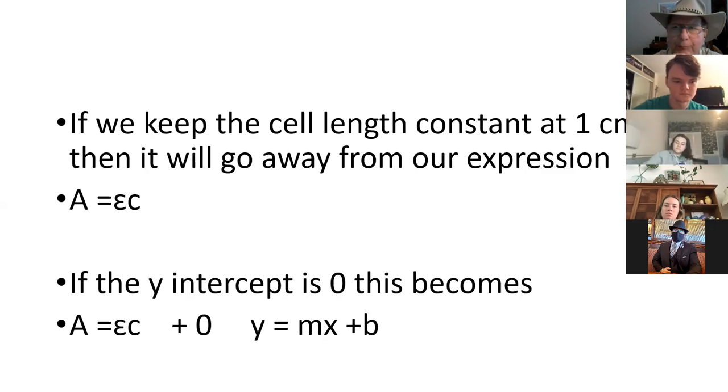If the y-intercept is 0, and this makes sense because if there's nothing in there, you're not going to get any absorbance, so it's at the 0,0 point on the graph. If that y-intercept is 0, then our expression becomes y equals mx plus b. If I plot my absorbance versus my concentration, I'm going to discover my molar absorptivity because it's just going to be the slope. Got all of you with me so far?